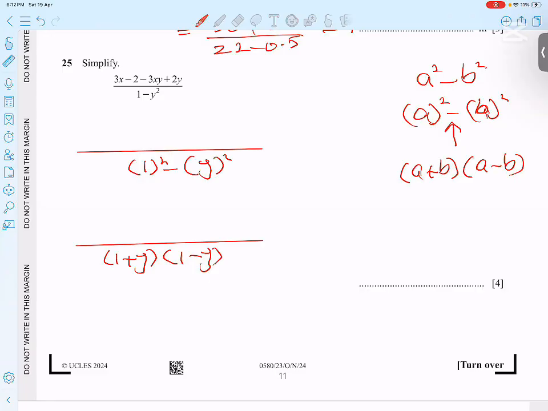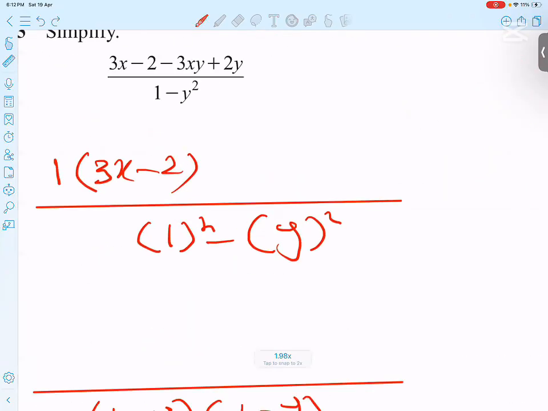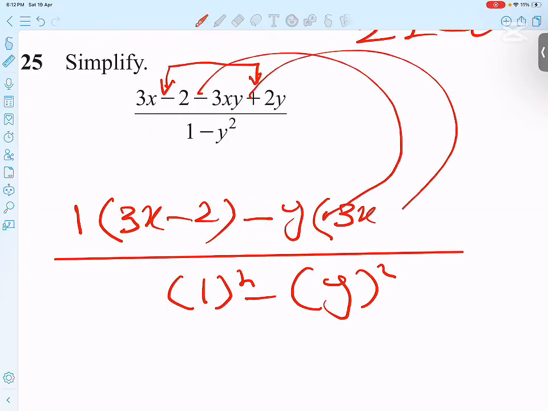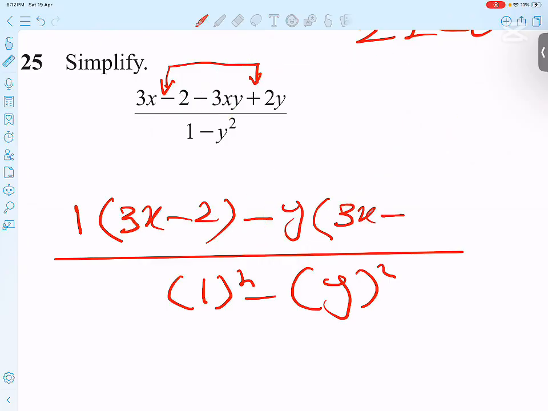What is common from the top? Nothing is common, so 1 is common from the top. What is common from these two values? Make sure if these signs are different, I must use the negative sign here. And what is common from these two values? Y is common. And if y is gone, 3x is left from here. If I had taken negative common, the rule is negative becomes positive and positive becomes negative. From here, y is gone, 2 is left.